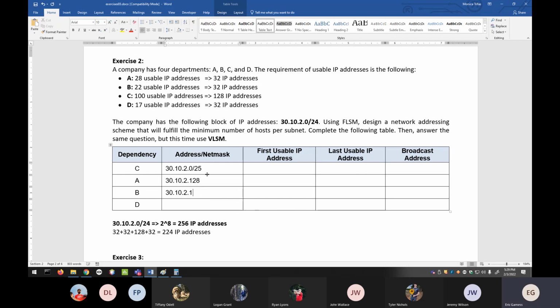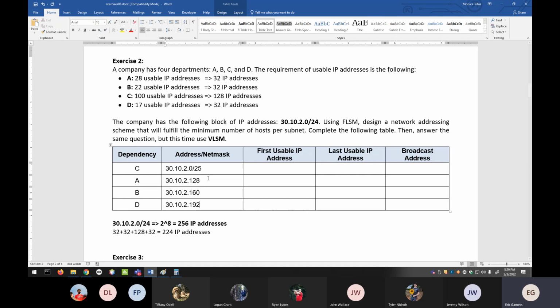160, correct. Why 160? 128 plus 32, because I'm going to give 32 IP addresses to A. Now I'm going to give 32 IP addresses to B. So where does the network of D have to start? 192, correct.